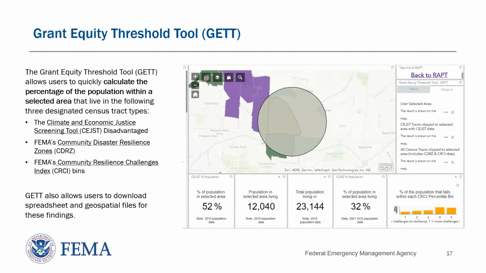This is really helpful for grant applicants who want to show that maybe their impact or project area for a grant will have over 60 or 70% of the community in a CJEST disadvantaged zone, or in a CRCI bin that's in the top 10th percentile, which means it has the most challenges to community resilience. We then allow you to download this as a shape file or a GeoJSON file, a number of different files you could download and actually attach with your grant application.